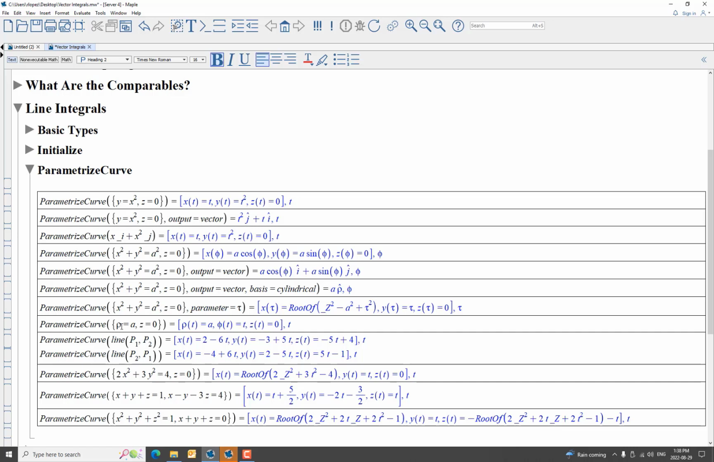Here is rho. Now, rho has a special meaning in the physics package. It's the radius, so it implies a coordinate system. And here you have the curve parametrized by these equations. Rho is a, phi is t.